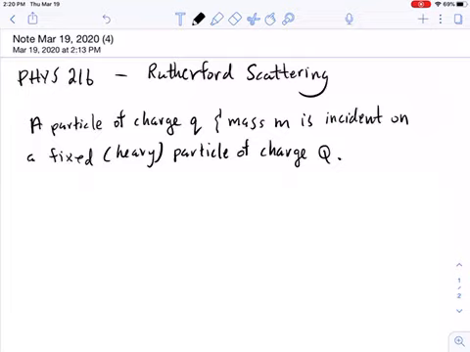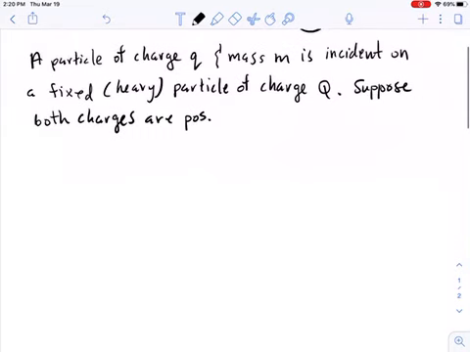And so for the purposes of this topic, let's suppose that both charges are positive charges. And so the picture is going to look like this. We're going to have our heavy fixed charge of capital Q, and say mass big M is really big, so our other particle is going to be mass little m, and big M is much bigger than that.